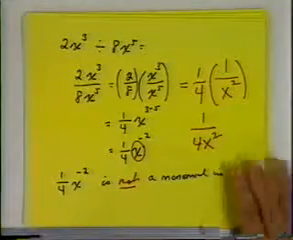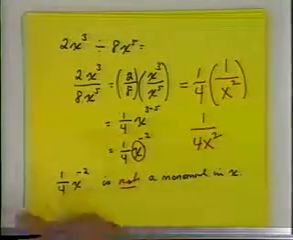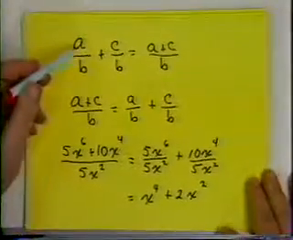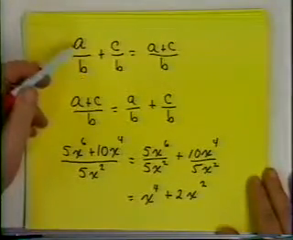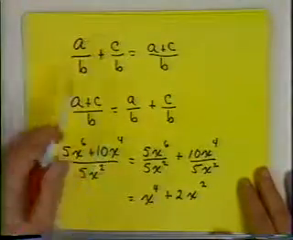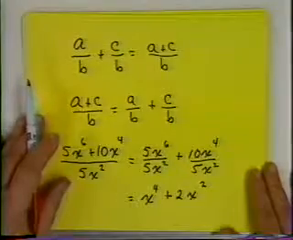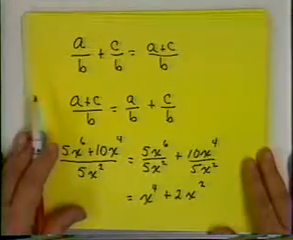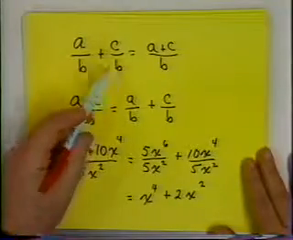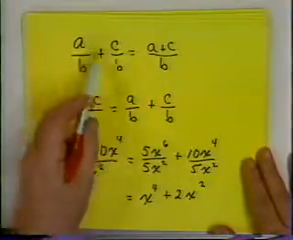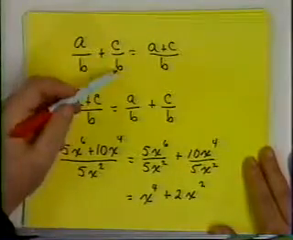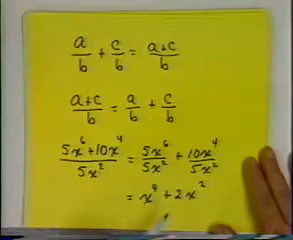By the way, if we're given slightly more complicated expressions, for example, let's review arithmetic first. Suppose I have a over b plus c over b, where a, b, and c are numbers. What's the rule for adding fractions? If you have a common denominator, keep the common denominator and add the 2 numerators. So a over b plus c over b is a plus c over b.